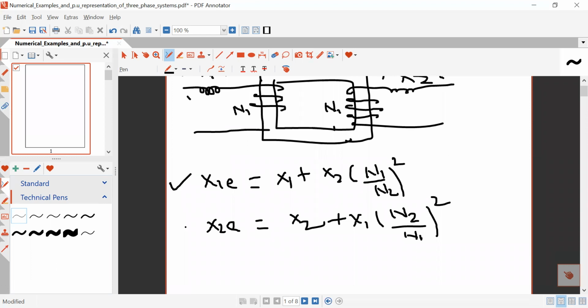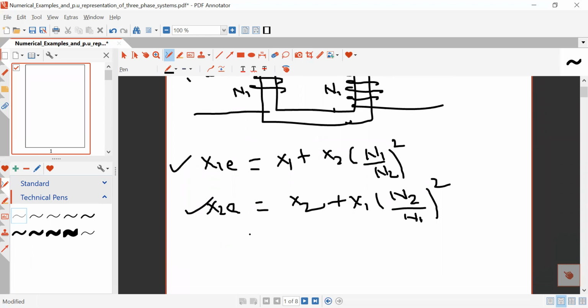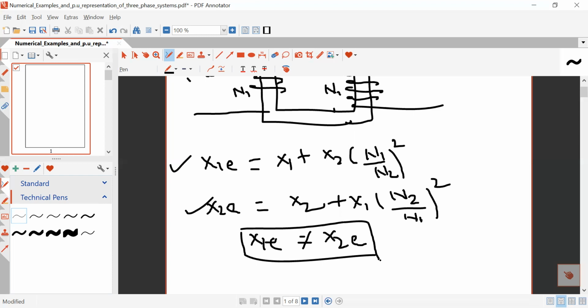And from these two formulas, it is clear that X1E is not equal to X2E for a step up or step down transformer, because in a step up or step down transformer N1 will not be equal to N2. So you can say the total reactance or total resistance of the transformer referred to the primary will not be equal to that referred to the secondary. So this one is the first point.